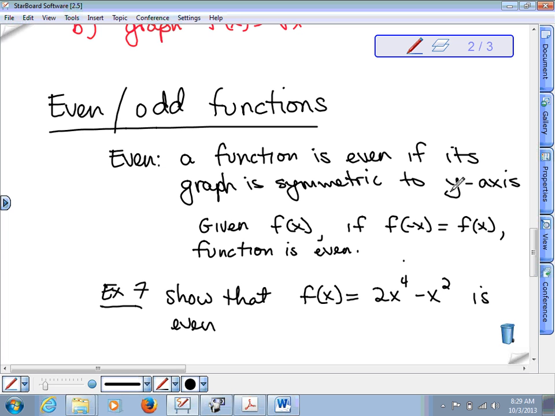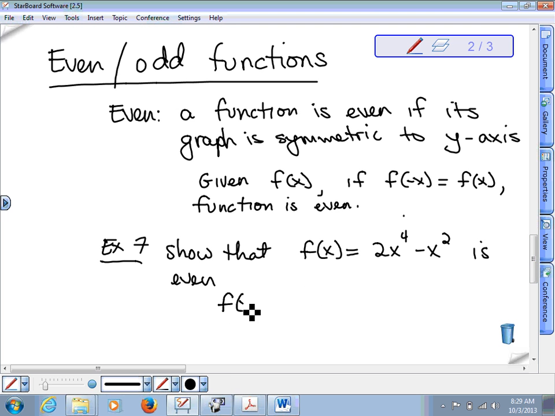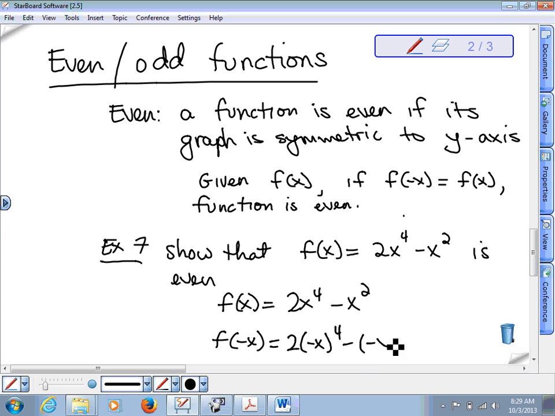We don't know the symmetry of the graph. We have to use this algebraic property. Okay? So we know that f of x, we have to use this algebraic reasoning here. F of x equals 2x to the fourth minus x squared. What's f of negative x equal to? If I took all the x's of the original function and replaced them with negative x's, it's going to look like this. 2 times negative x to the fourth power minus negative x squared. You follow me so far?